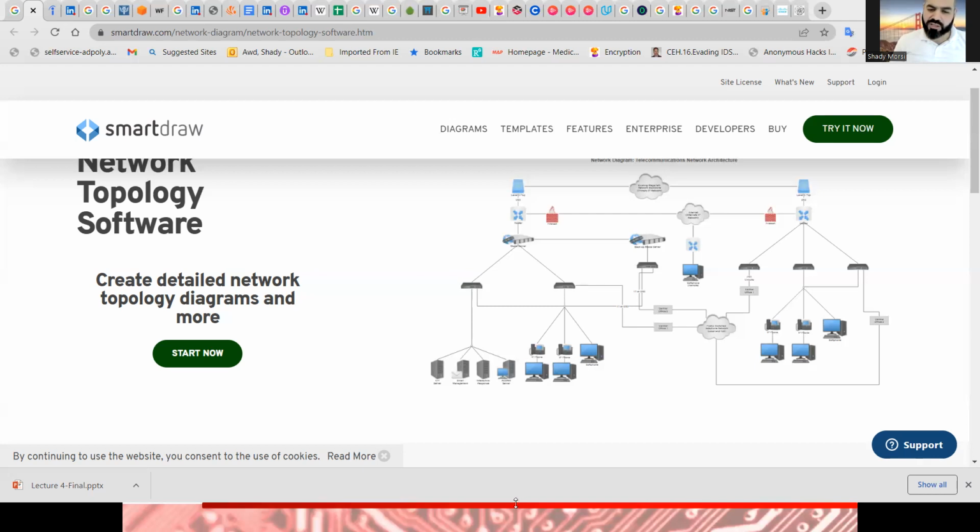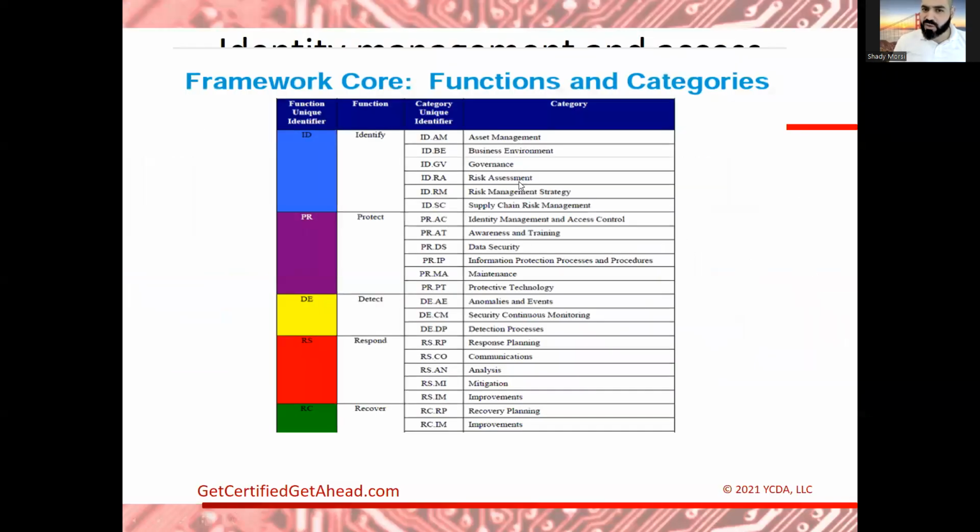So we are back to our lecture again, guys. We mentioned last week that we talked about risk assessment. So can someone tell me what risk assessment is all about?